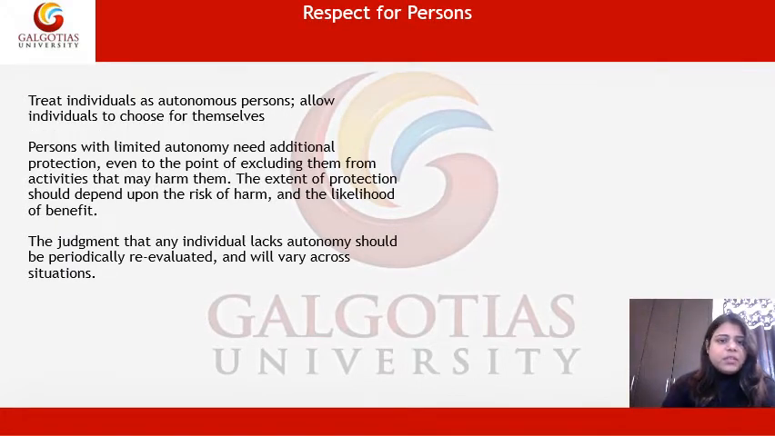Respect for person. Treat individuals as autonomous persons. Allow the individual to choose for themselves. Persons with limited autonomy need additional protection, even to the point of excluding them from activity that may harm them. The extent of the protection should depend upon the risk of harm and the likelihood of the benefits. The judgment that any individual lacks autonomy should be periodically re-evaluated and will vary across situations.